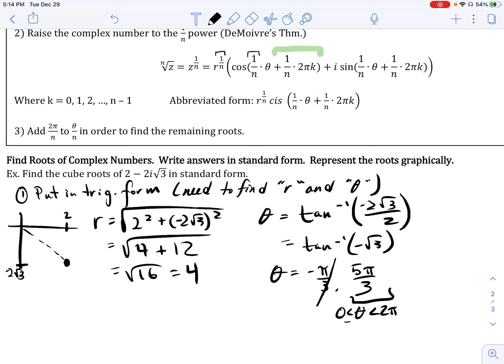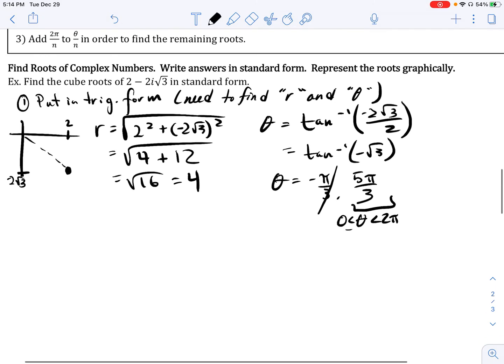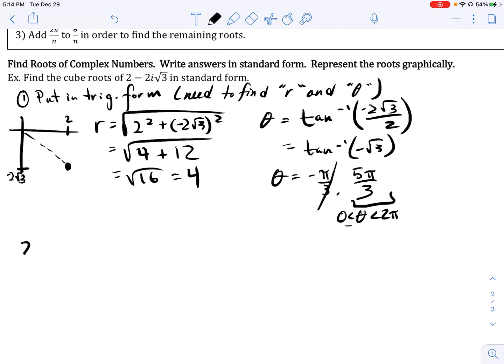So we found our modulus, we found our angle theta, so now we're ready to write this in polar form. So we can say this complex number z is the following. We can just write that using abbreviated form, 4 CIS 5 pi/3.